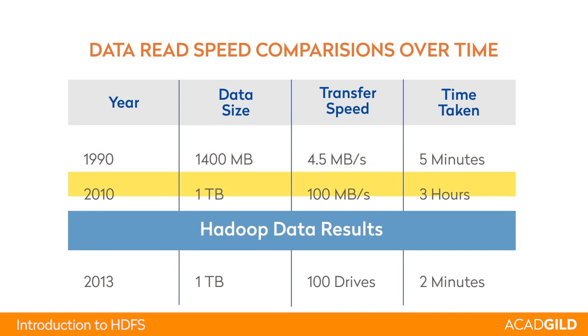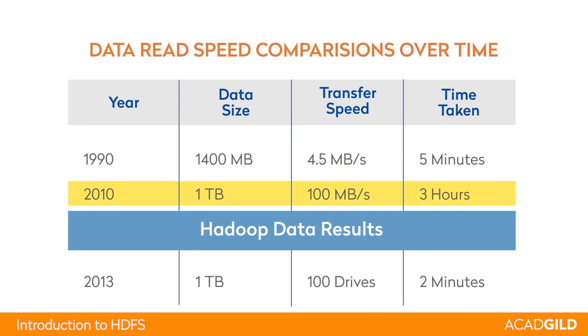But now in 2010, a typical storage is 1 terabyte and transfer speed has also increased. It is 100 Mbps, but it will take 3 hours to completely scan a hard disk. Why? Because the data size has increased, transfer speed has also increased, but not in the same proportion. As a result, it becomes very slow for operations to get executed.